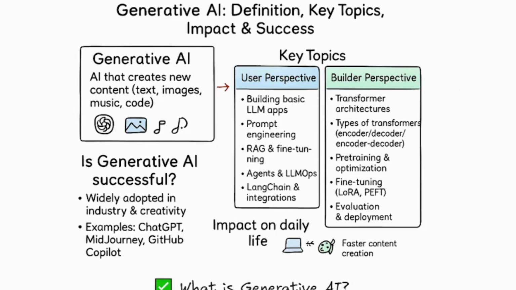Imagine you are writing, you have an idea for a story but don't know how to start. With generative AI, you can instantly generate the first draft and then edit it yourself, saving hours of work. In this video, first we cover the user perspective side, how we can learn from the user perspective, and then we will cover the builder perspective side. So first we start with the user side concepts.